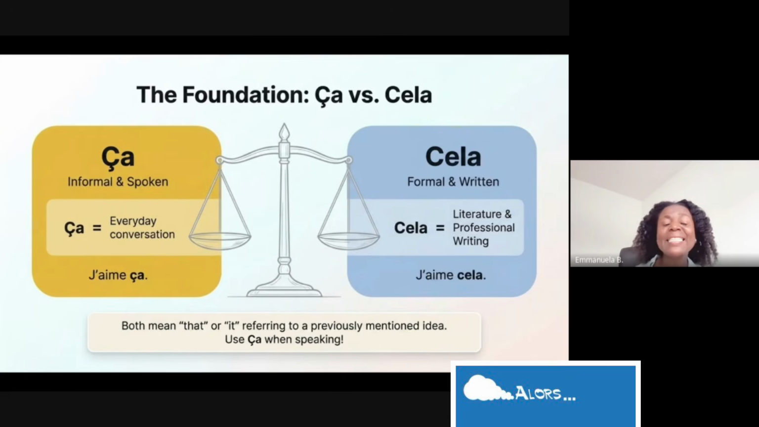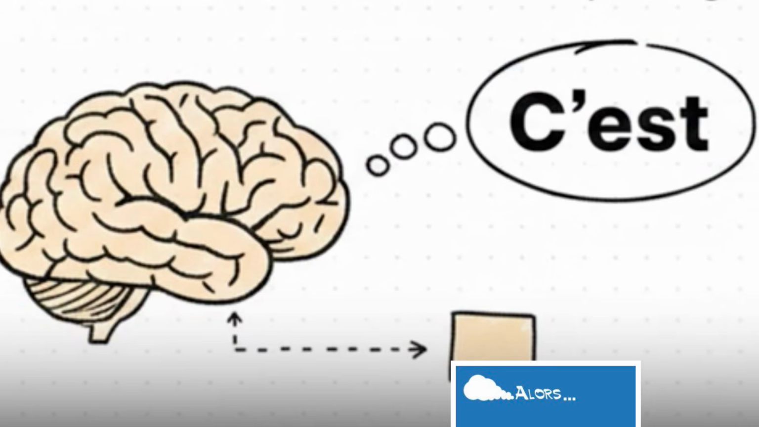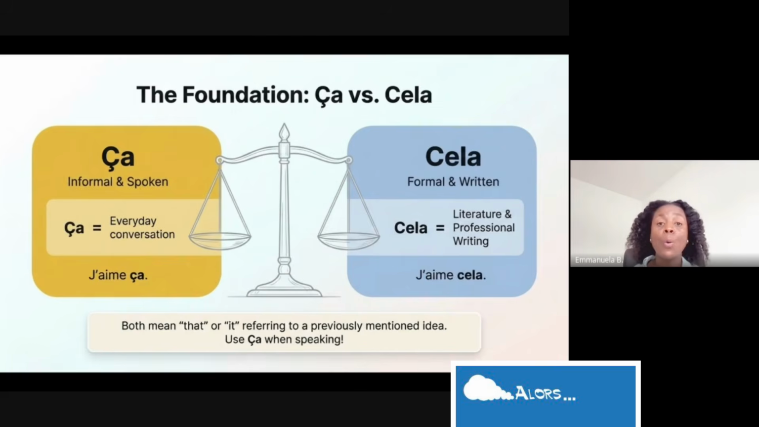Both mean that or it. Ça is used in everyday conversation. The word ça can be placed after or before French verbs. Example, ça va bien, except for the verb être. Example, c'est intéressant. Whereas cela is used in formal conversations.